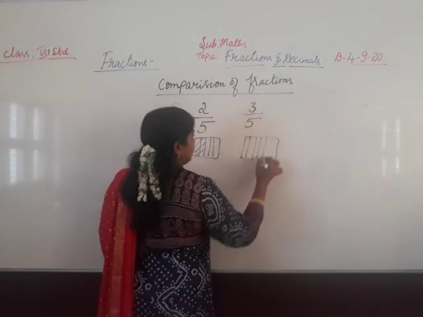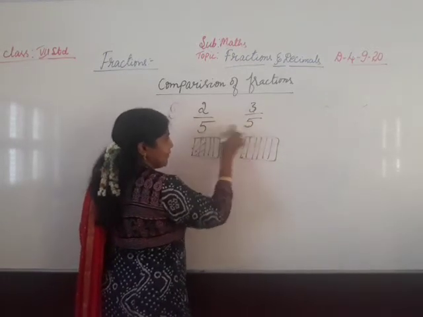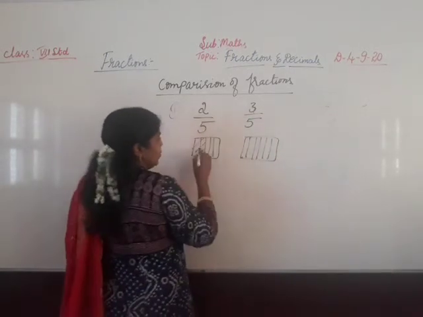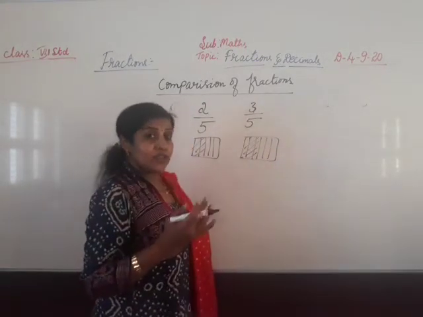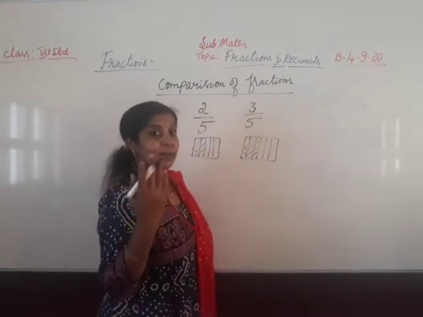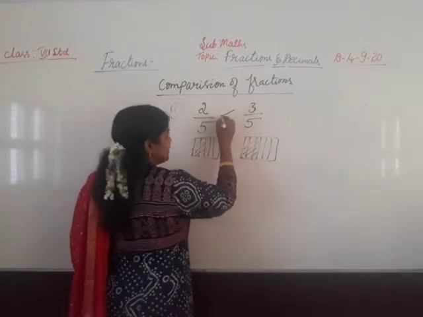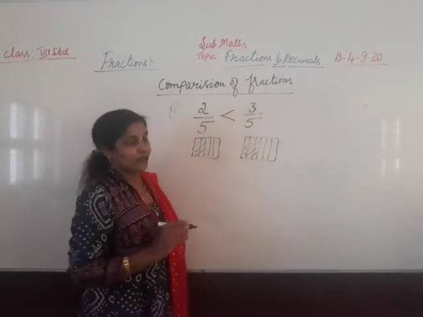1, 2, 3, 4, 5. The total number of parts is 5 in both fractions. Here only 2 parts are shaded, and here 3 parts are shaded. So which fraction has more shaded? 3 by 5. So 2 by 5 is less than 3 by 5.